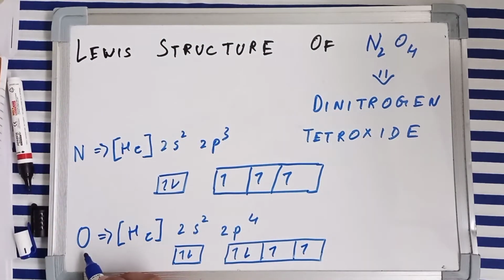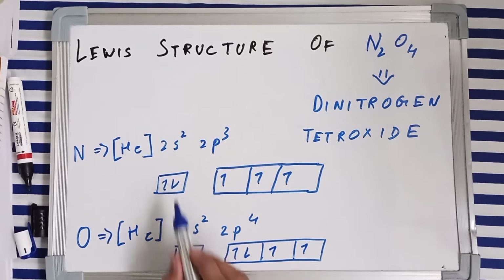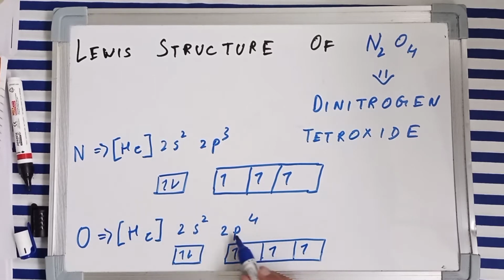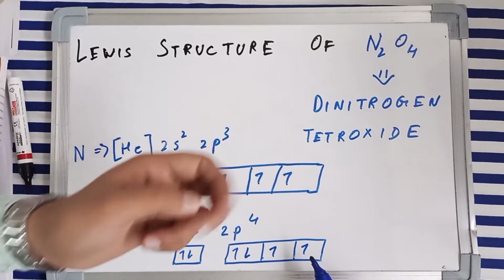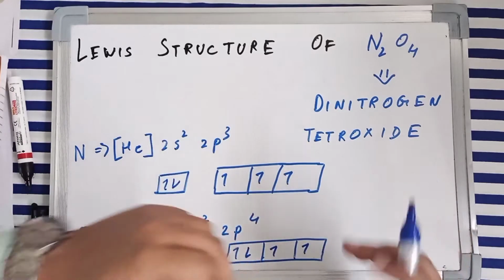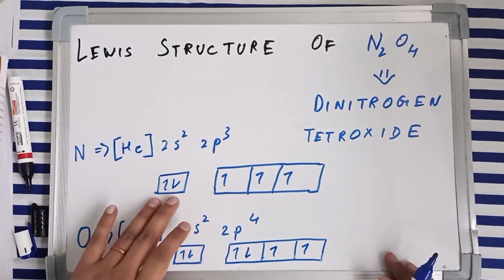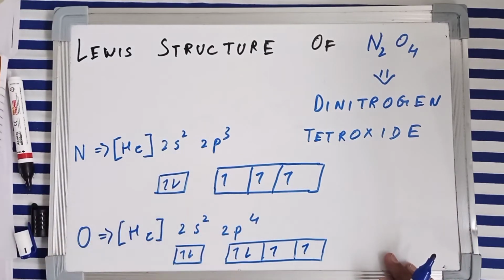So now coming to the electronic configuration of oxygen, its electronic configuration is 2s2, 2p4. In 2s, you've got 2 electrons, similar to nitrogen, but in 2p, you've got 4 electrons now. So you've got 2 unpaired electrons left, which means oxygen will make 2 covalent bonds. Now let's get into the structural part, and we'll also be talking about the coordinate bond I was talking about.